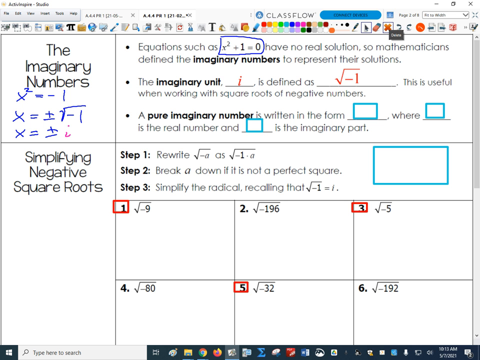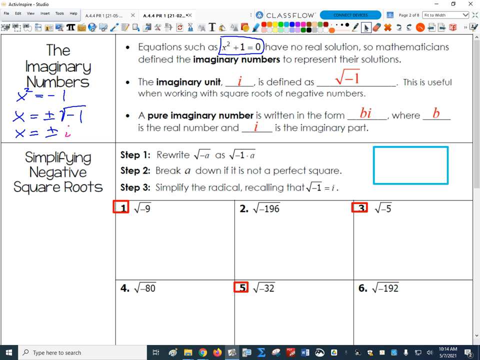So this is how we're going to deal with square roots of negative numbers. We're always going to get i's in our answer. Okay? So a pure imaginary number is one written in the form some number b times i, where b is actually a real number and i is the imaginary unit. So b could be 5, for example, and we'd have the imaginary number 5i, or it could be negative 4i, or it could be pi times i. Okay? All right, so let's practice this a little bit then.